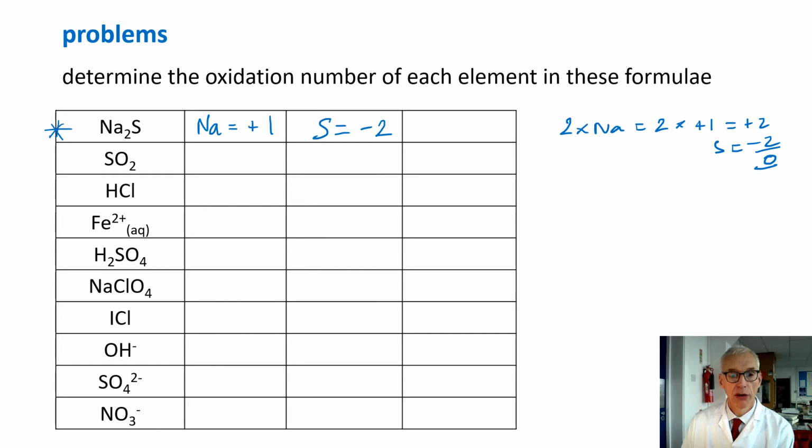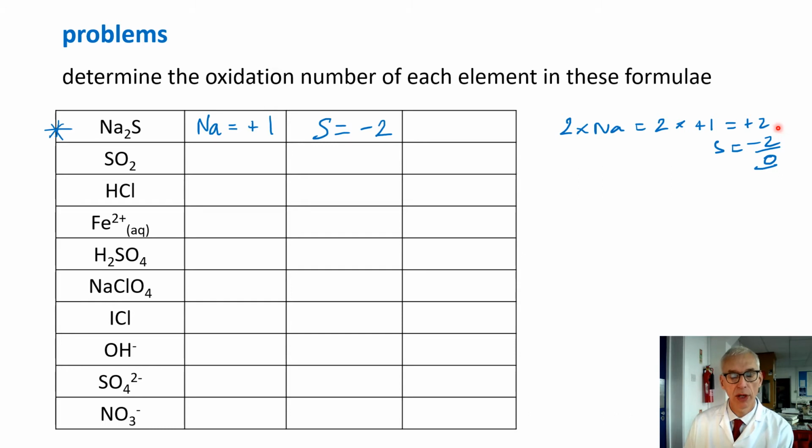So we apply the rule. Sodium is a group 1 element, must be +1. There are 2 sodiums, so the total oxidation number due to the 2 sodiums must be +2. They are each +1. The sum of the oxidation numbers must be 0 because it's a neutral compound, and therefore sulfur is -2.